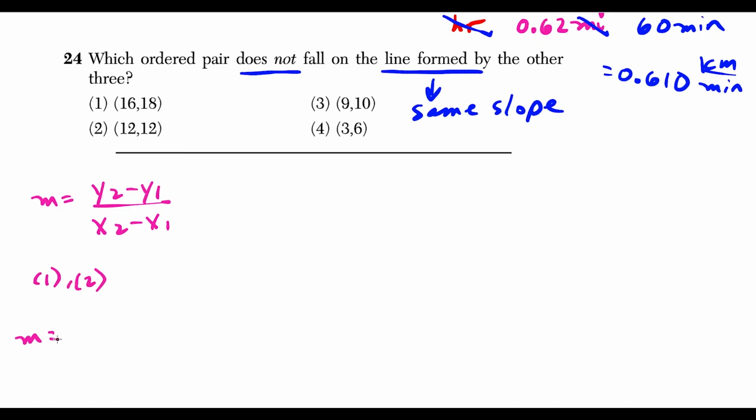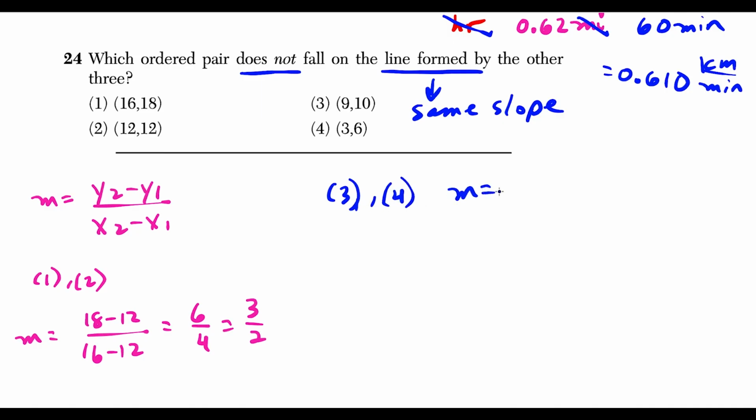So that slope, if we found it, we would do 18 minus 12 divided by 16 minus 12. And this is going to work out to 6 over 4, which reduces to 3/2. Okay, and let's just make that a little bit neater. This is going to work out to 3 over 2 when we reduce. So now let's change gears and we'll use choice 3 and choice 4. So this would give us m equals, we would have 10 minus 6, that's the difference in the y values, over 9 minus 3, and this is going to make 4 over 6, which reduces to 2/3. So already the slopes don't match.